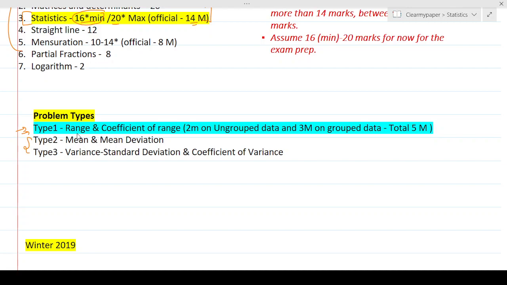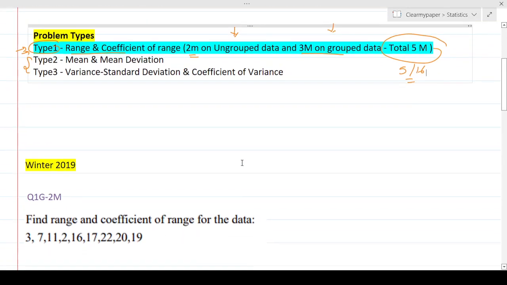So based on the range and coefficient of range type 1 problems, you'll get 2 marks on the ungrouped data, and you'll get 3 marks on the grouped data. Total a 5-mark question, 5 out of 16, and it's an easy score, and we should not miss that.